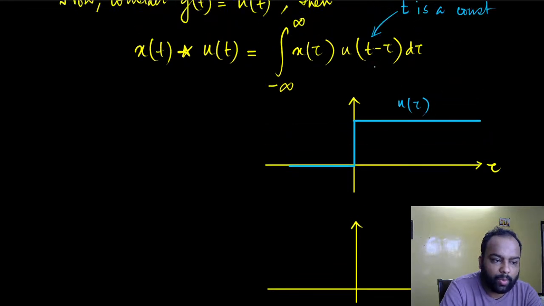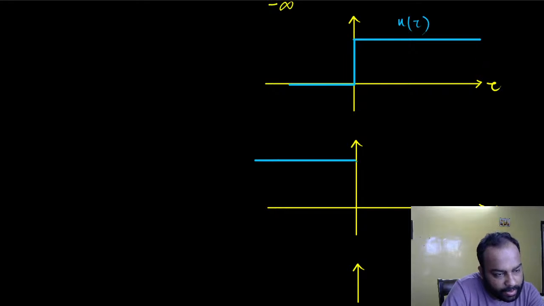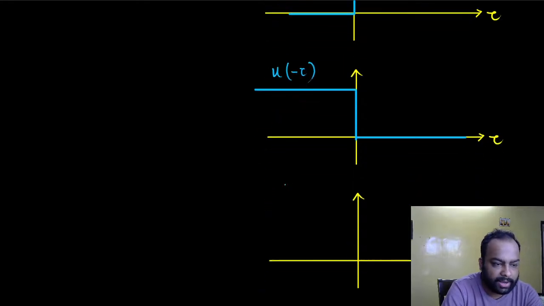All right, then what is u(t − τ)? Of course, if this is u(τ), what does u(−τ) look like? This would be a time flip essentially. So let's do a time flip on the signal. So that is what the signal would look like after a time flip, of course. So that would be u(−τ), right?